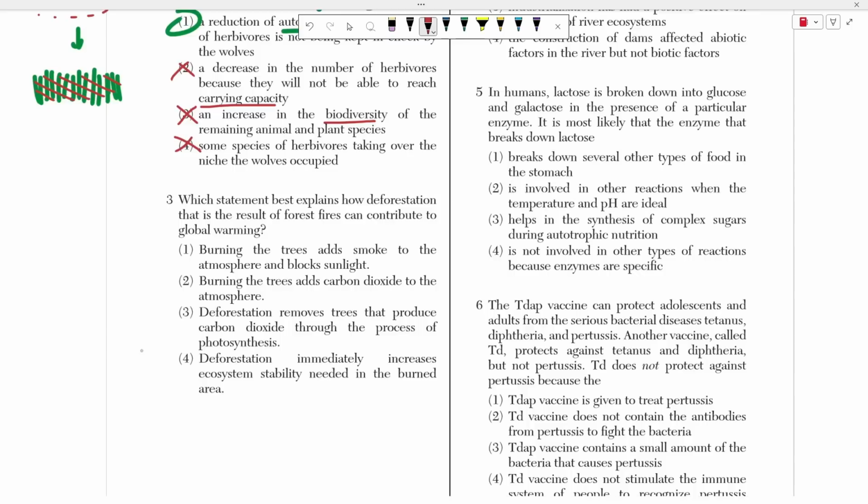So the burning of trees adds smoke to the atmosphere and blocks sunlight. Well, if you're blocking sunlight, wouldn't that cool down the globe? Yeah, it would, right? The whole reason why a lot of extinction events happen when asteroids strike is that when the asteroid hits the Earth, it releases a lot of smoke into the air.